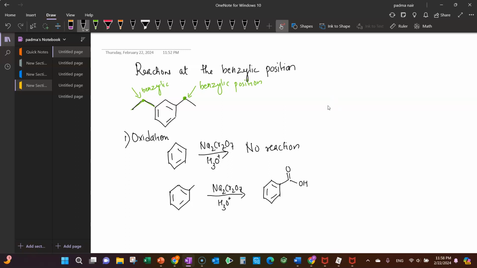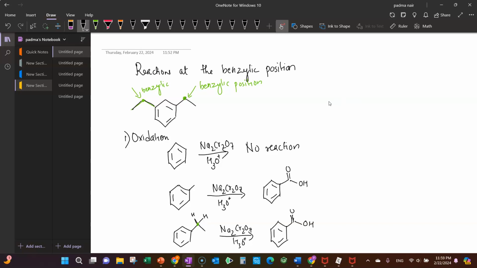So what I mean by that is, say for example, you had a benzene with an ethyl group, then also when you oxidize it with Na2Cr2O7, H3O+, you will again get benzoic acid. This is the major product. There are some side products which I'm not writing right now. So the condition is that you should have hydrogens at the benzylic position. See, this is my benzylic position and you have hydrogen atoms.